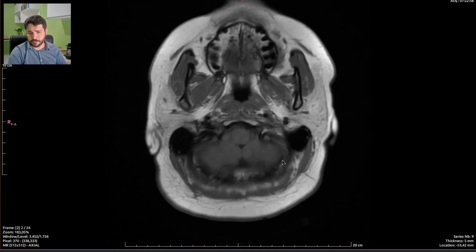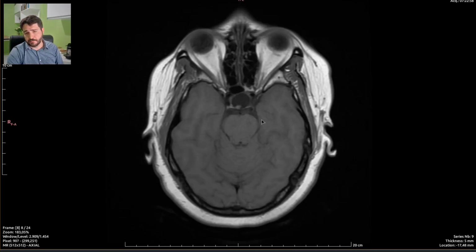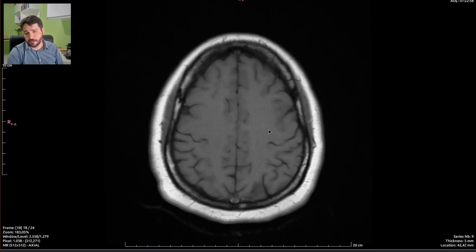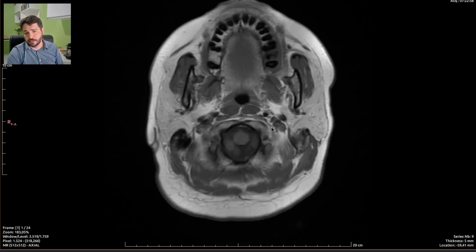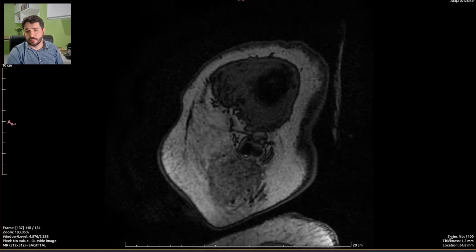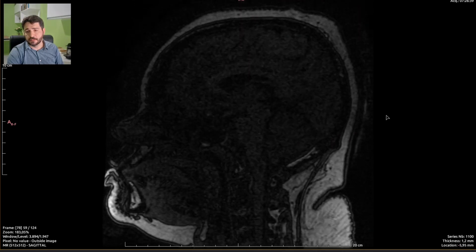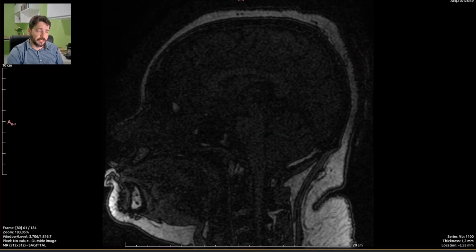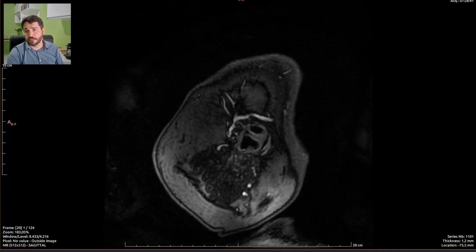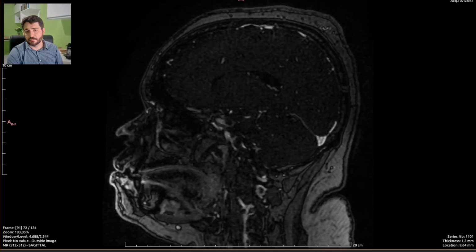Also a T1 axial view of the brain. I can see there is quite a reduction in size of the pituitary gland. What caused it, I have no idea. And we have a pre-contrast volumetric sagittal T1 weighted gradient echo sequence that is used to subtract from the post-contrast, the contrast enhanced phase of the same exam.